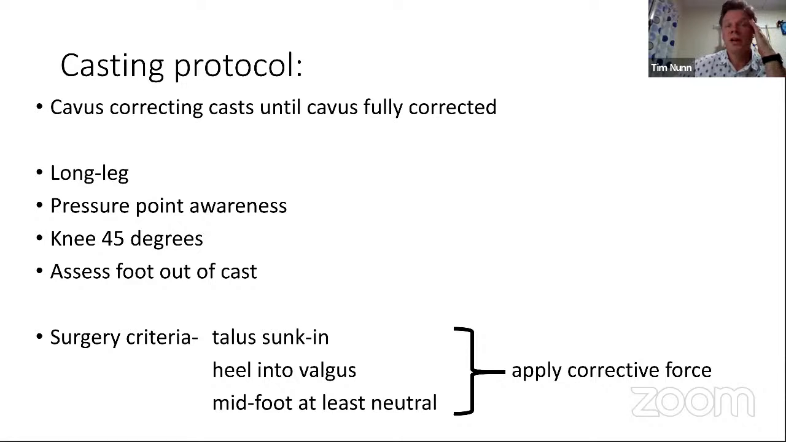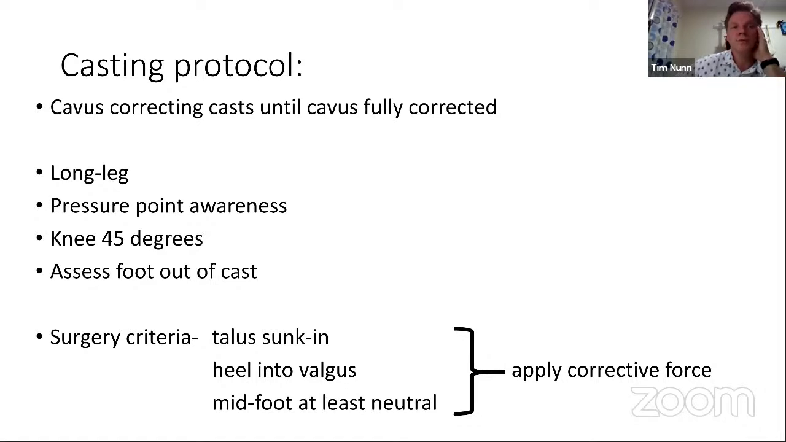All our casts are long leg. This doesn't mean they go to the groin though. So long as they get as far as the mid thigh, we think that's okay. That seems to control rotation enough. Again, pressure point awareness, the knee is at 45. There is a problem with long-term casting and knee stiffness. So we reduced our knee flexion from 90, which we use for infants, to 45 degrees in these older children.